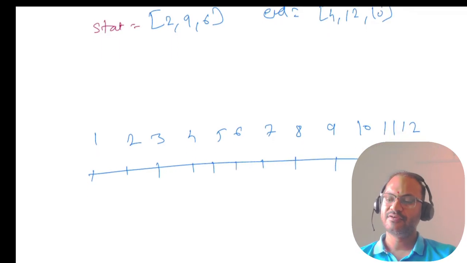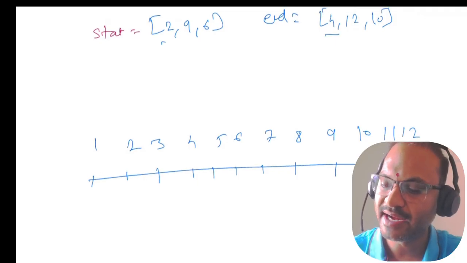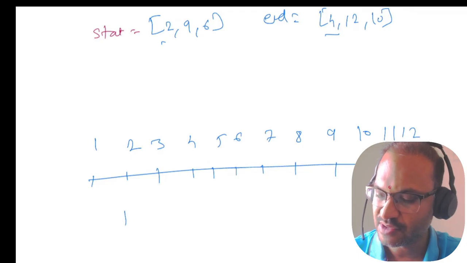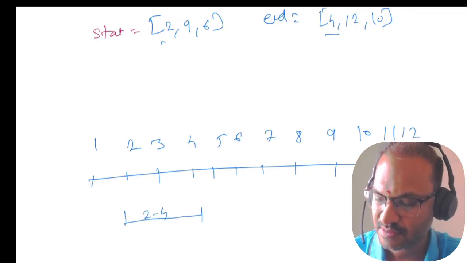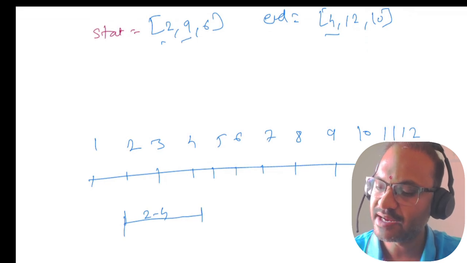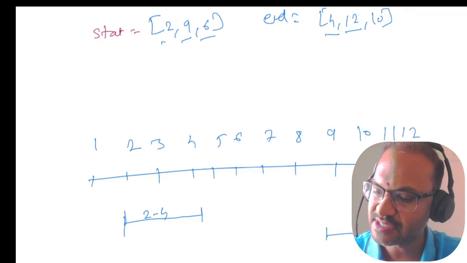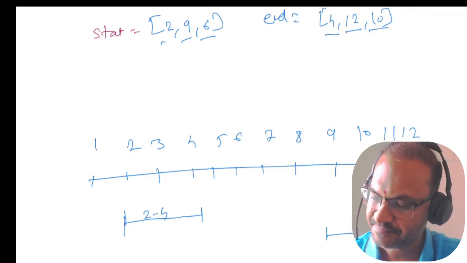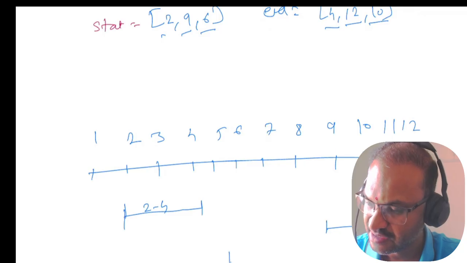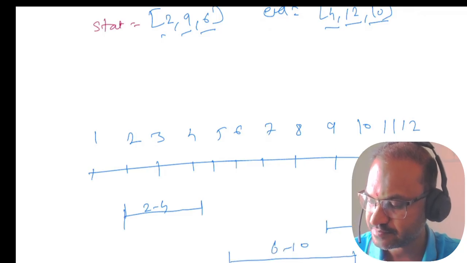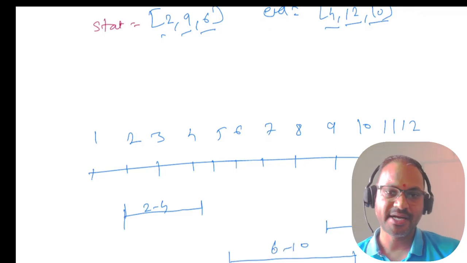My first meeting starts at 2 and will end at 4. My second meeting will start at 9 and end at 12. My third meeting will start at 6 and end at 10. So these are the three different meetings I have.